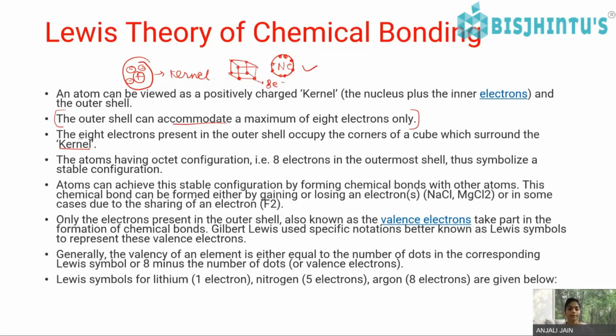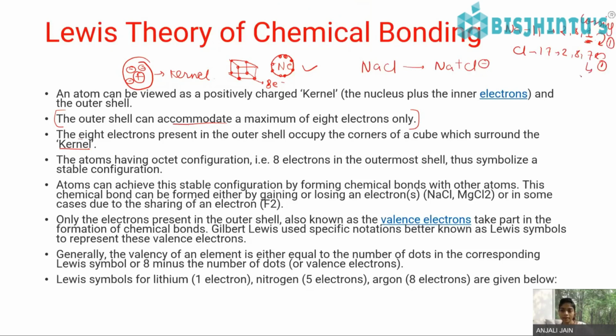Now atoms can achieve their stable state configuration by forming chemical bonds with other atoms. These chemical bonds can be formed either by gaining or losing electrons. I just told you that an ionic bond is formed by the gain or loss of electrons, like in NaCl. Na positive and Cl negative will be formed. Sodium has the atomic number 11, so its configuration is 2, 8, 1, and chlorine has the atomic number 17, so 2, 8, 7. So it requires one electron, and sodium donates one electron. That is why it is losing and chlorine is gaining.